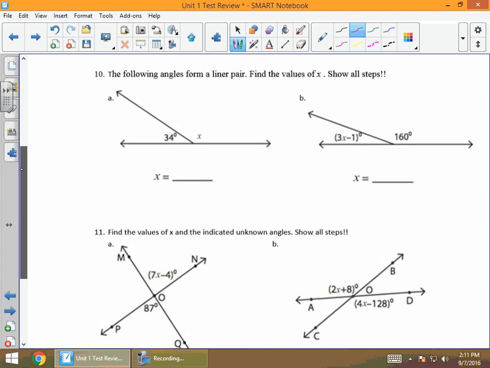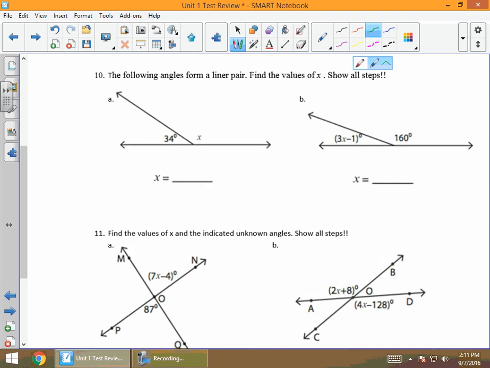Now, let's jump down here to number 10. Number 10 says the following angles form a linear pair. Right here, this is the big key to this. Linear pair, you need to know that these are supplementary. You need to know that linear pair angles are supplementary. They add up to 180 degrees. So if I add these two together, 34 plus x, they have to add together to equal 180. Subtract 34 on both sides, and x is equal to 146. So 146.